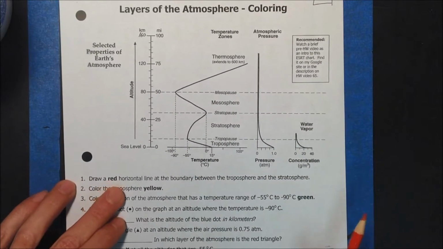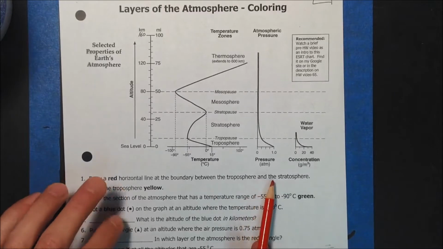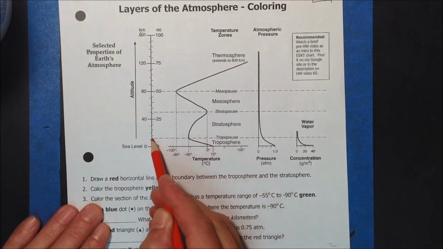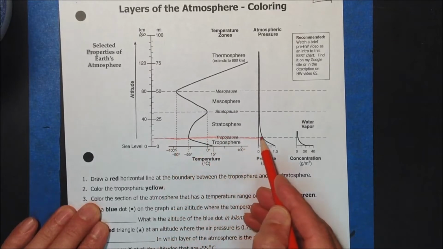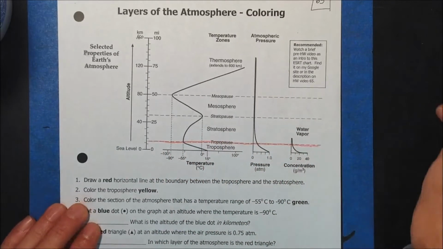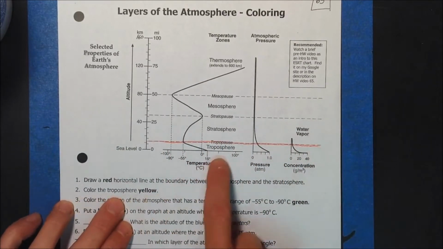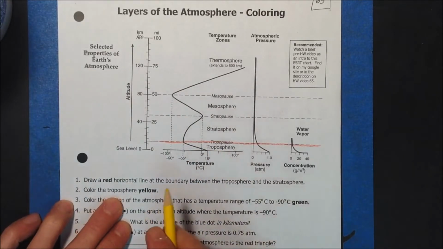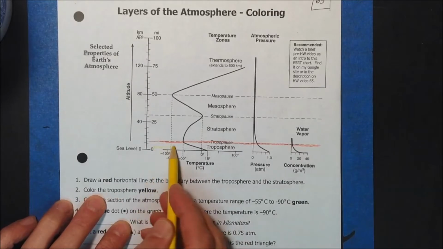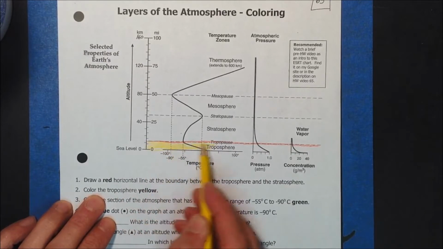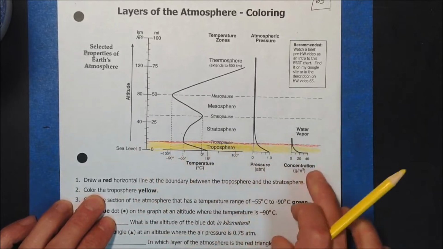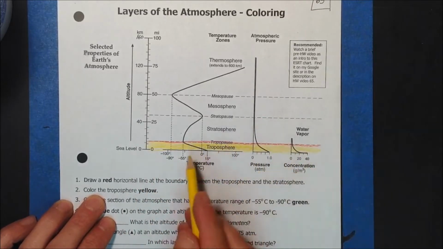Draw a red horizontal line at the boundary between the troposphere and the stratosphere. It's called the tropopause. Go just like that. That's the red line. Next up, color the troposphere yellow. The troposphere is all of this. That's the area closest to the Earth. We're in it right now. I'm filming this video in the troposphere. I color this yellow, so it goes all the way across here. The temperature, pressure, and concentration of water vapor as well.